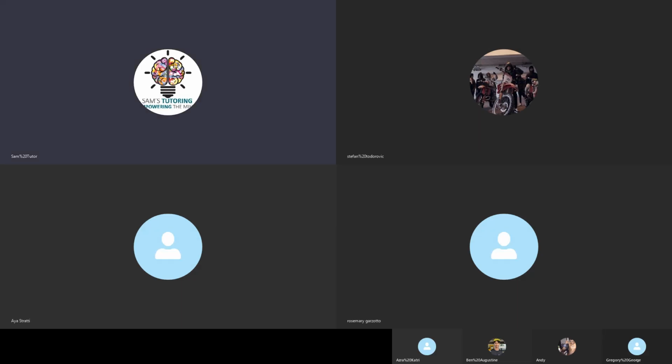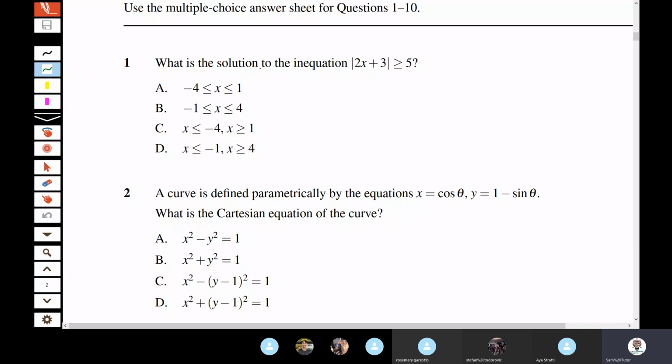As always, just let me know if I'm going too fast. So, what is the solution to the inequation? Absolute value of 2x plus 3 bigger than or equal to 5.